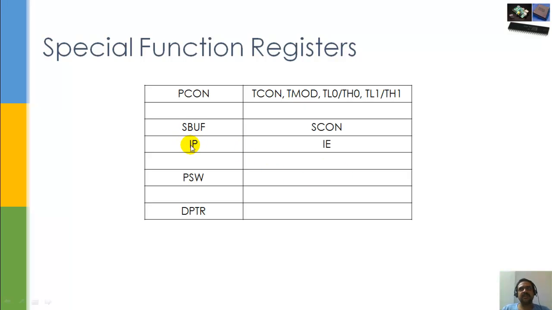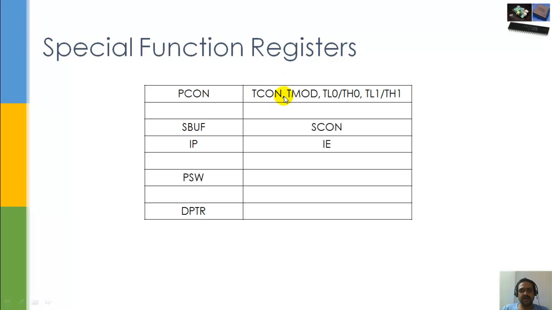Each interrupt has its own priority. If you want to change the priority of those interrupts, the IP register, the interrupt priority register, is where we go. You're familiar with PSW, program status word. This is DPTR, which is a 16-bit register used for data pointing whenever some kind of memory-based access needs to be done, either for reading or writing. This is SCON, the serial communication control register. This is where you set the baud rate, you tell them what kind of communication is happening.